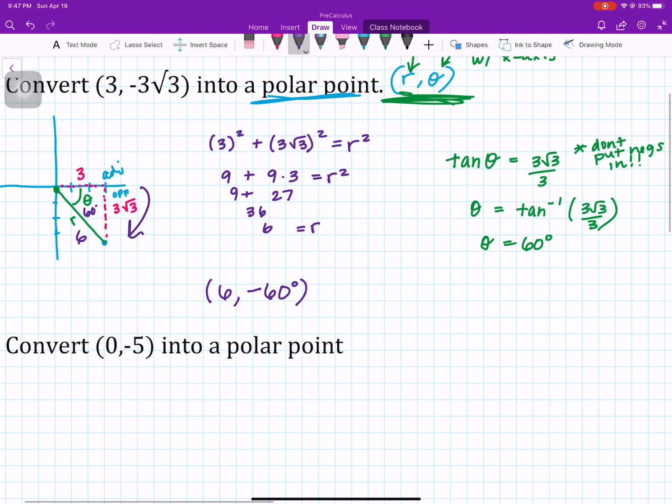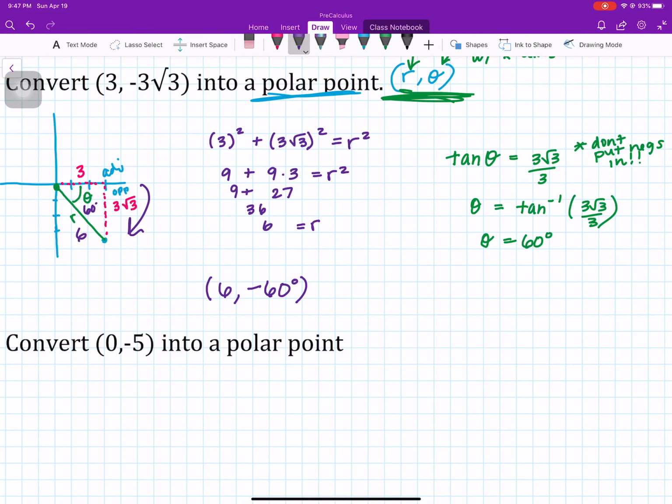And again, there's a lot of different ways that you could express this angle, which is why I always like to find the reference angle.